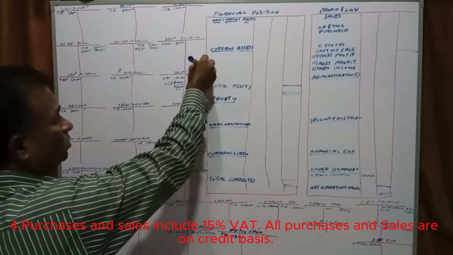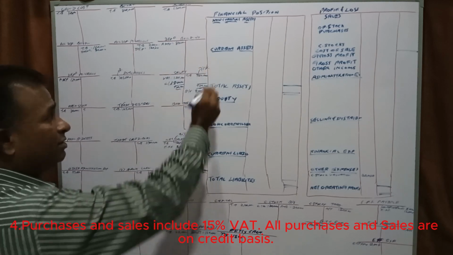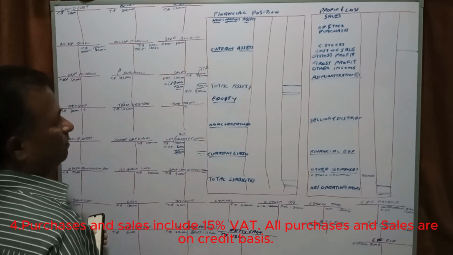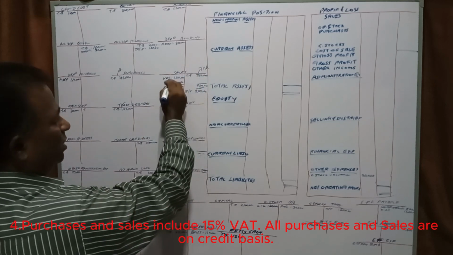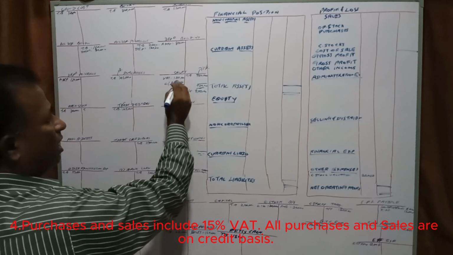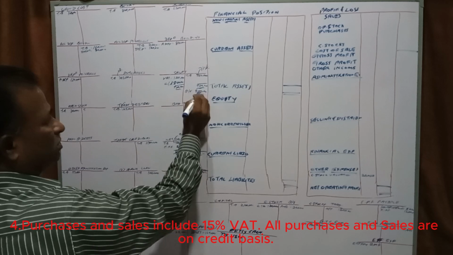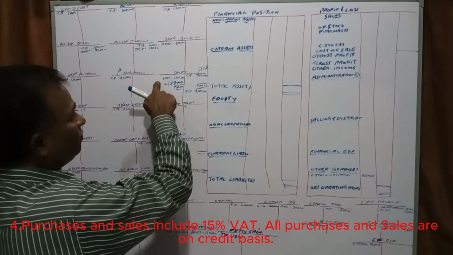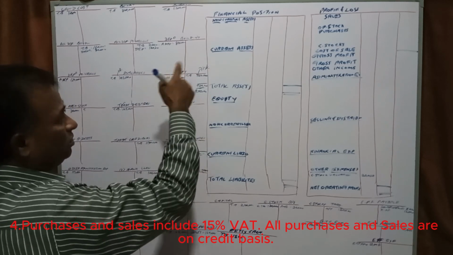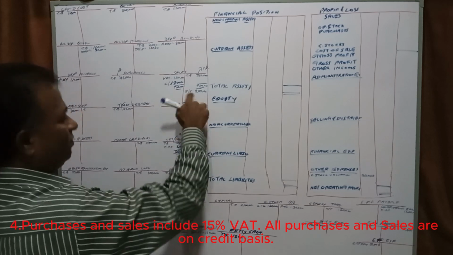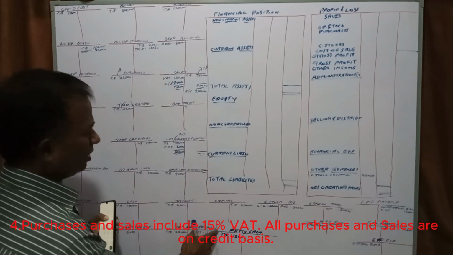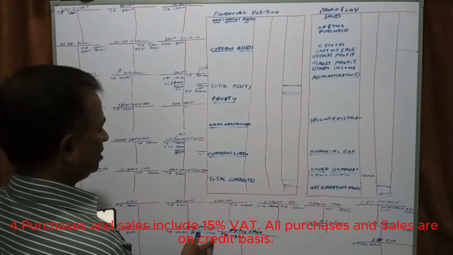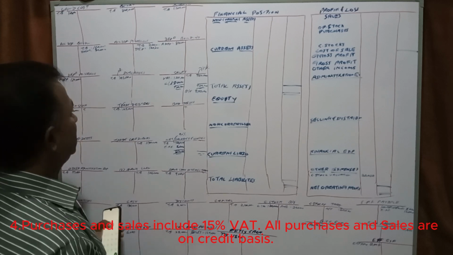If the sales is 100%, we have to add 15%. 115% is the 920,000, so we have to take the 100%. The actual sales, excluding the VAT, is 800,000. So we had to take the 800,000 to sales, and 120,000 is the VAT portion. 800,000 into 15% is 120,000, the VAT. We had to transfer it to the VAT payable. It is payable to our Revenue Department, so we make a credit entry to the VAT payable.